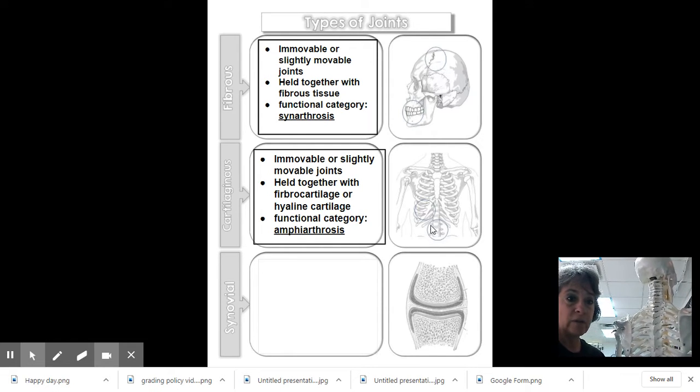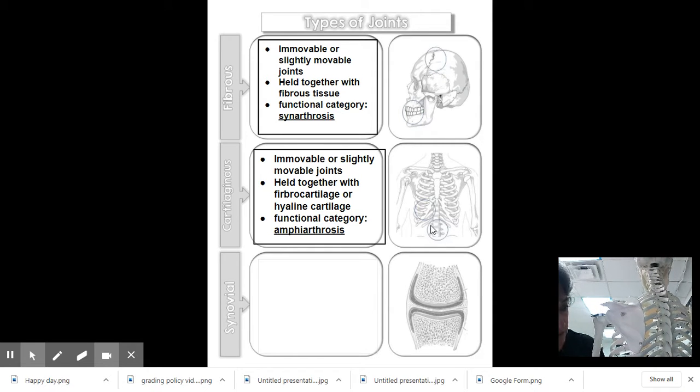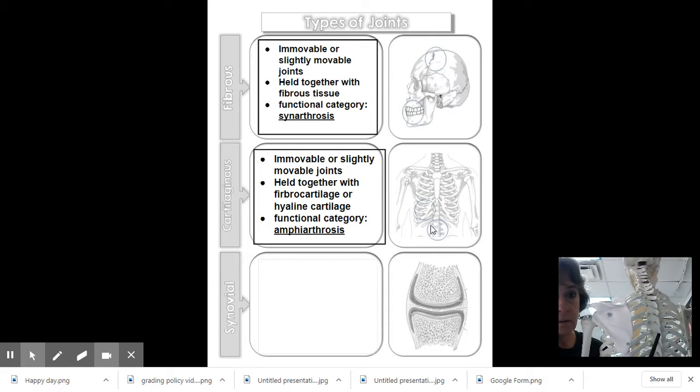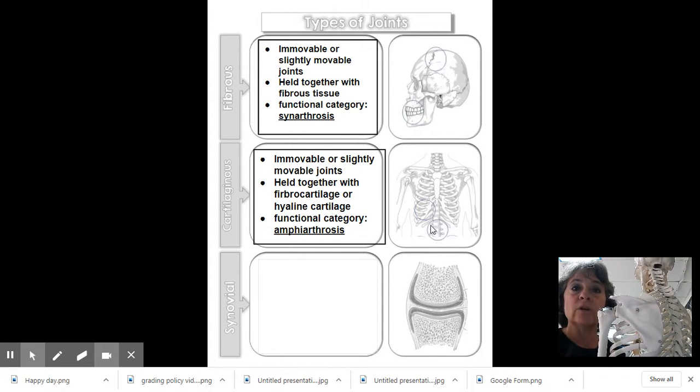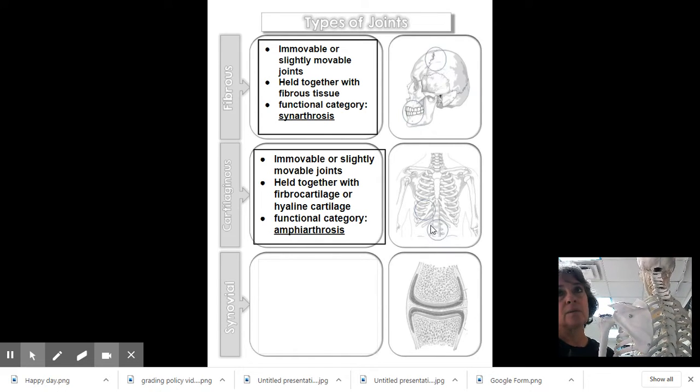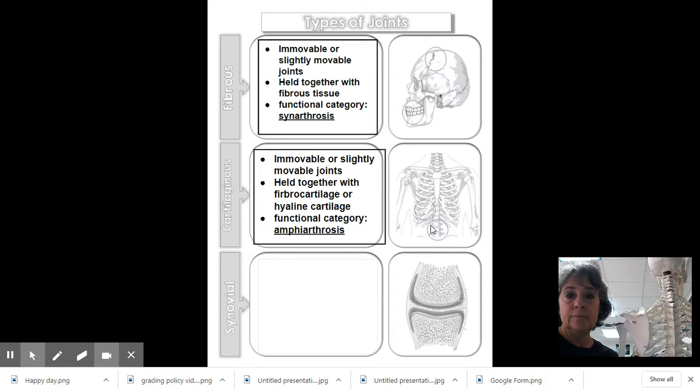The backbone here is the other type of example. I don't know if you can see this very well, but let me turn this around. You can't really see it here, but there are discs of cartilage between your vertebrae, and when you bend and do different movements, that's where that joint is, holding those two bones, the two vertebrae, together. So that is your cartilaginous joint.